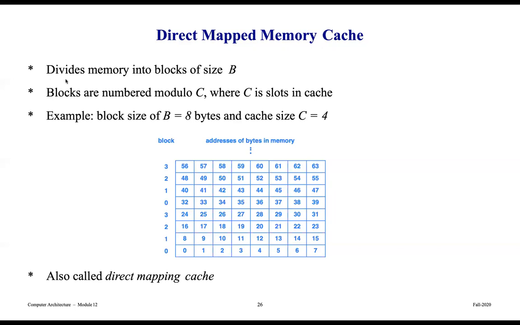For the direct mapped cache approach, it divides memory into blocks of size B. Blocks are numbered modulo C, where C is the number of slots in the cache. Let's take an example where the block size B is 8 bytes and the cache size C is 4. Here we have the layout of what that would look like. You have the blocks here, and here is the address of bytes in memory. This is also called a direct mapping cache.